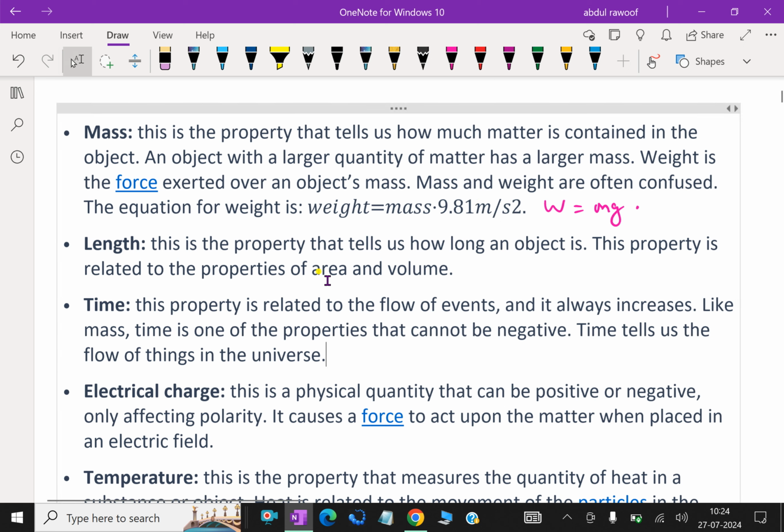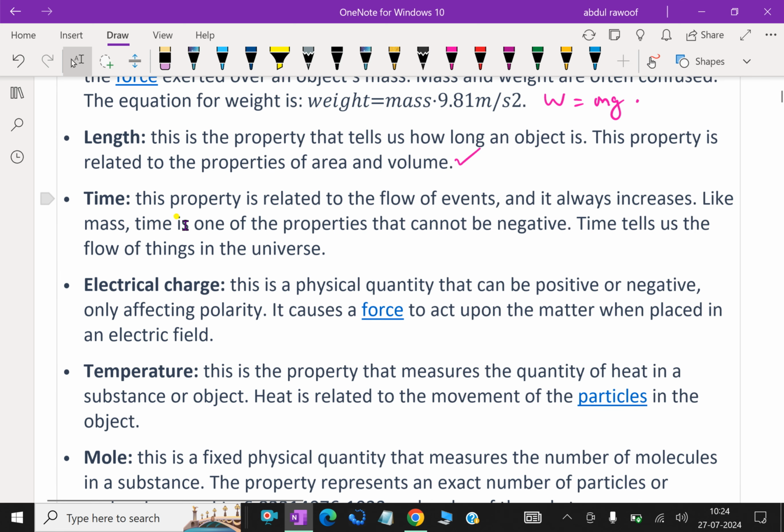Length is the property that tells us how long an object is. This property is related to the properties of an area and volume. This is a basic unit for finding area and volumes. The basic unit is the length. Time. This property is related to the flow of events and it always increases. It won't go negative. Like mass, time is one of the properties that cannot be negative. Time tells us the flow of things in the universe.